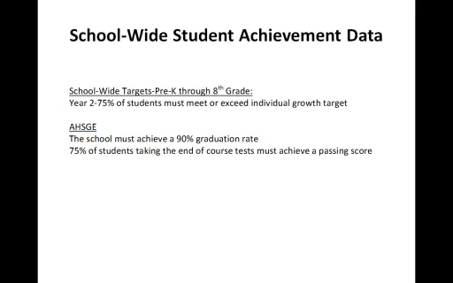For the grad exam, there are actually 2 targets. The schools must achieve one or the other. The school must achieve a 90% graduation rate, or 75% of the students taking the end-of-course test must achieve a passing score. So again, all of these incentives are based 50% on the evaluation data and 50% on student achievement data. And the requirement of the grant is that we gradually increase the number of teachers who are tied to individual class data.